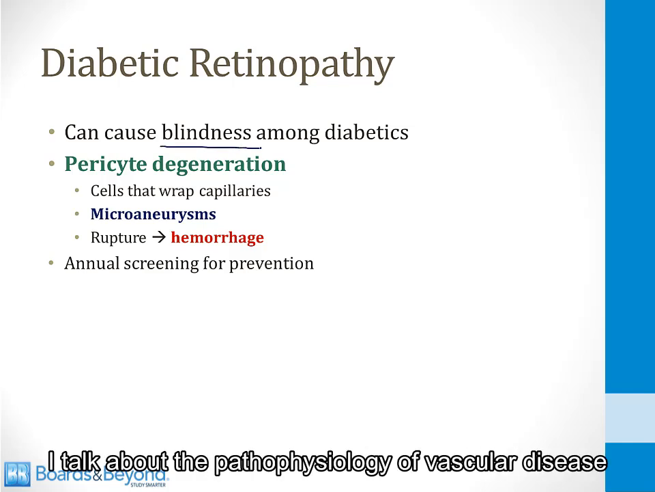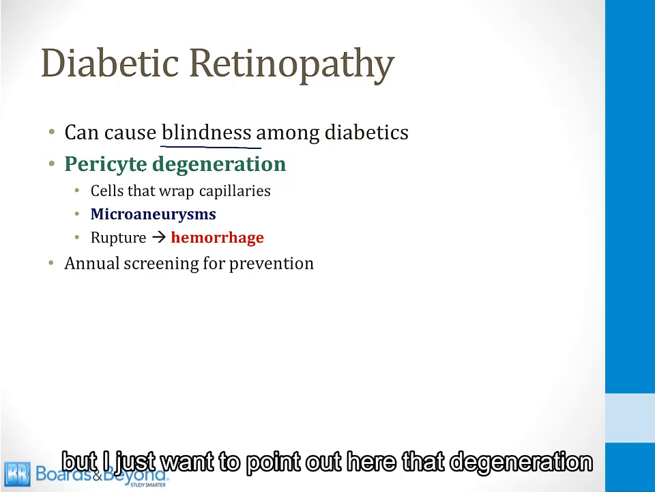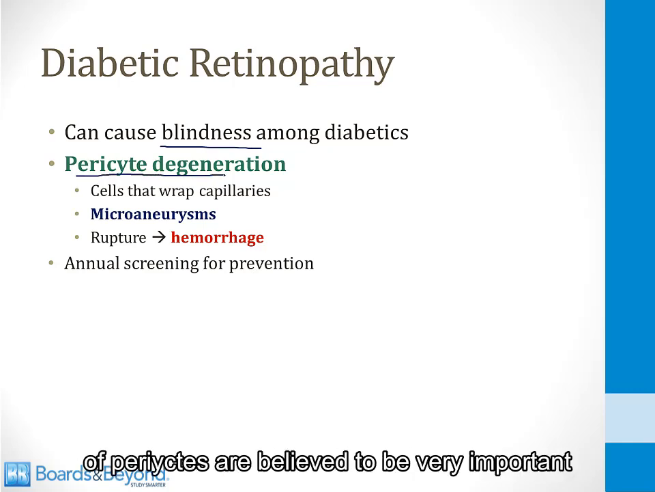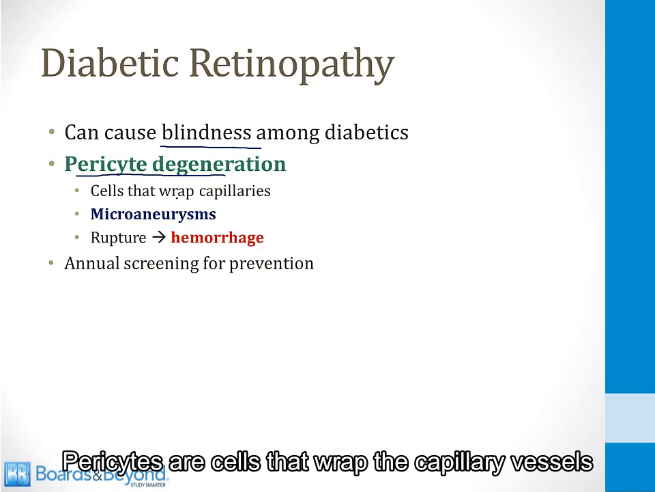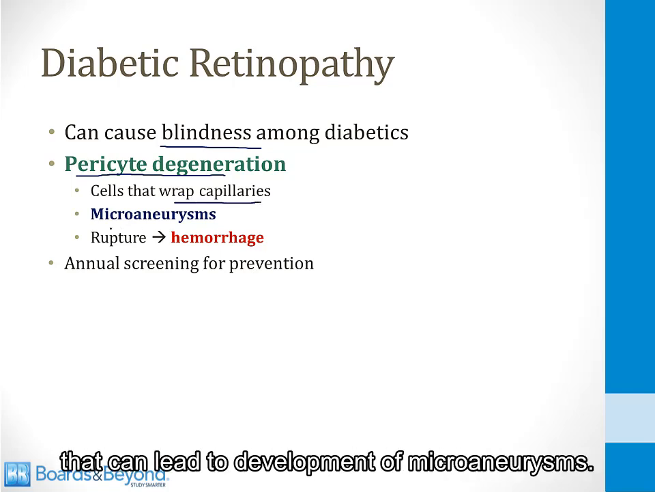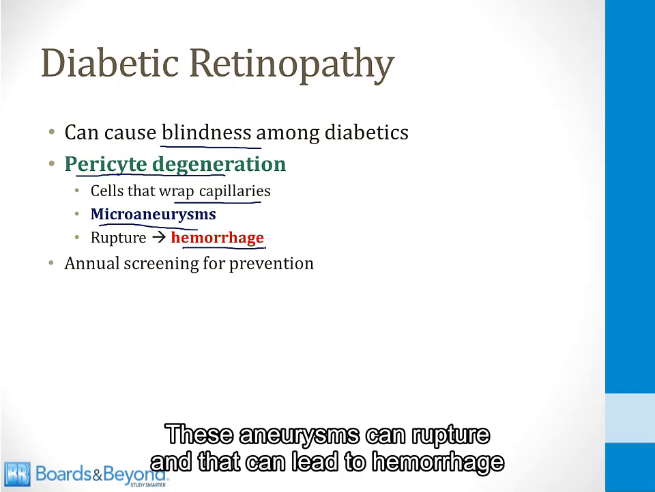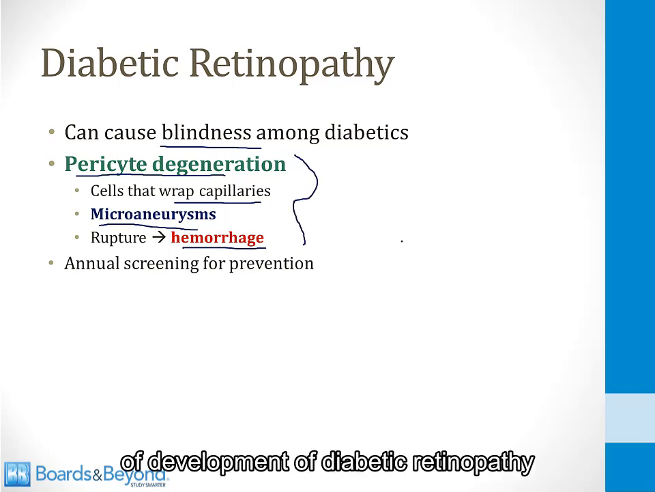I talk about the pathophysiology of vascular disease in diabetes in the endocrinology section, but I just want to point out here that degeneration of pericytes is believed to be very important in the development of diabetic retinopathy. Pericytes are cells that wrap the capillary vessels in the eye and the retina, and when they degenerate, that can lead to development of microaneurysms. These aneurysms can rupture, and that can lead to hemorrhage, and this is believed to be very important in the mechanism of development of diabetic retinopathy.